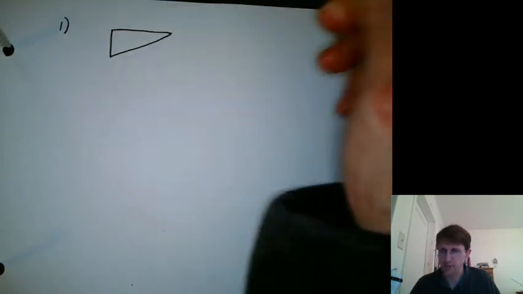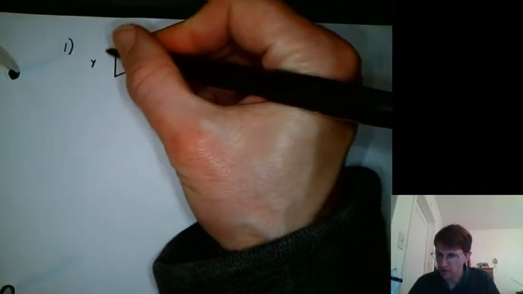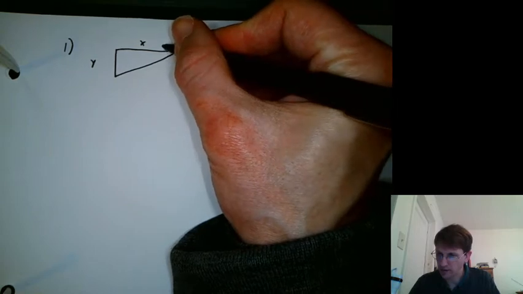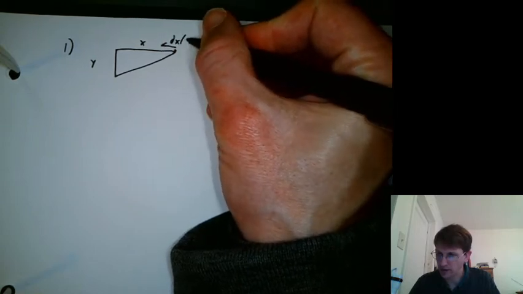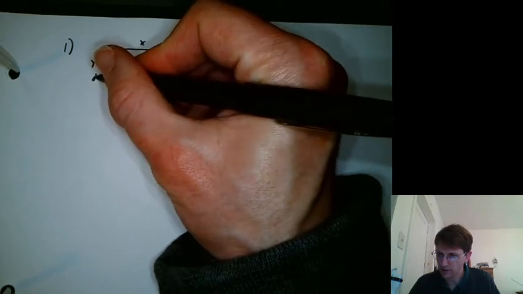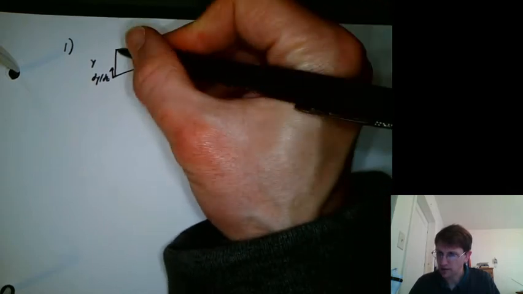So step 1, draw a picture. We've already done this, but we might as well do it again. It helps if the picture's kind of to scale, but it doesn't have to be. We said that this was y, this was x. We had something moving this way at a rate dx/dt. We had something moving this way at a rate dy/dt. And we had h, and that was a right angle.